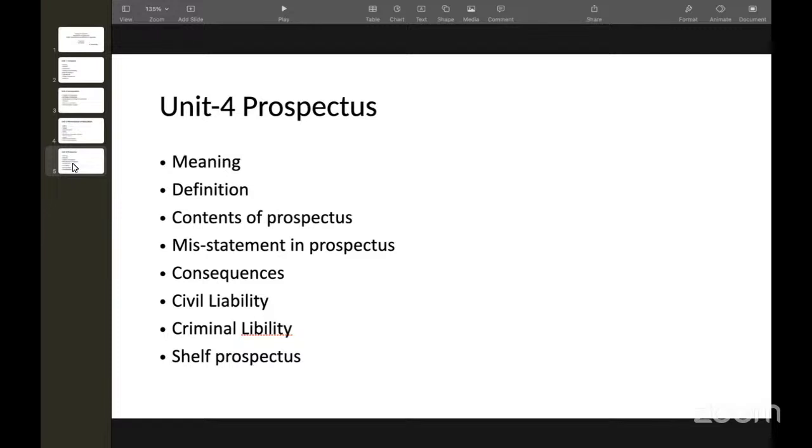Next, we have discussed shelf prospectus, definition and advantages of shelf prospectus. There are three advantages of shelf prospectus. First is cost effective, time saving, and transparency. Then we had conditions for use. Next is importance of a prospectus. Then protective mechanism for investors.